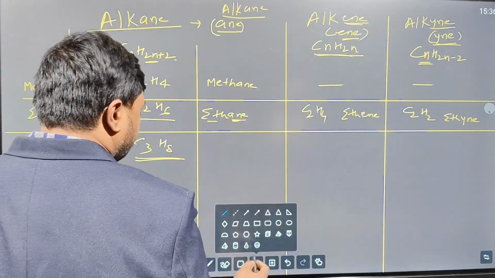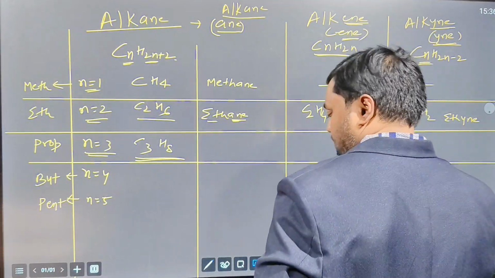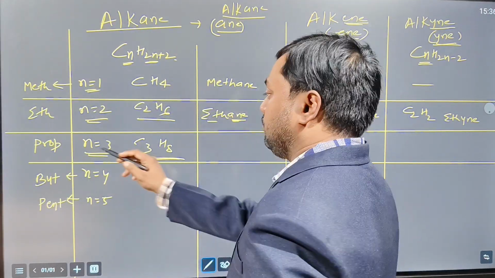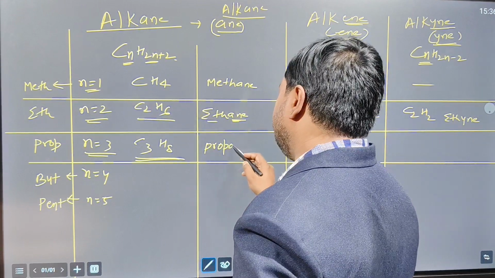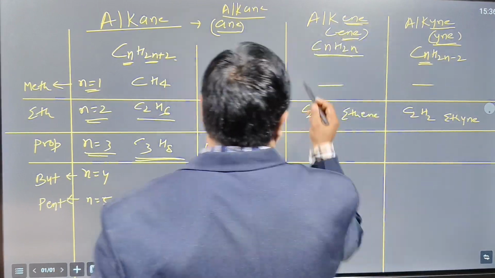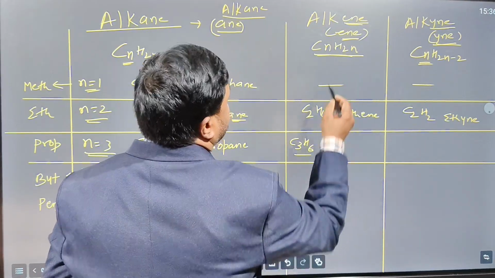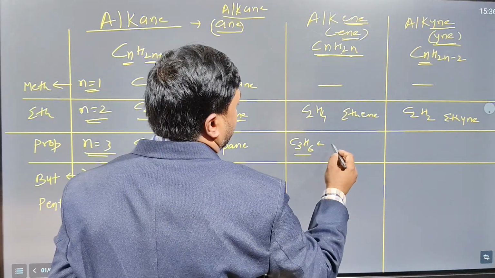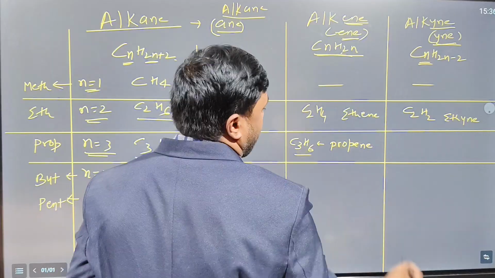Similarly, if you see n is equal to 3. In case of alkane, the root word is what? Prop. And suffix is what? ane. So propane. Okay, what will be the formula of alkene? CnH2n means 2 into 3, that is C3H6. So for 3 carbon, prop, and the suffix is what? ene. So it is propene.